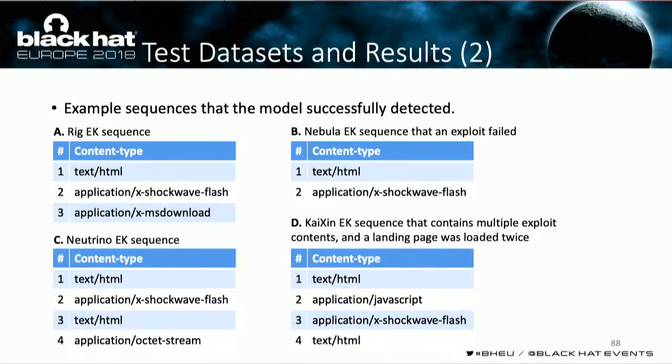C is a Neutrino EK sequence. This is one of the popular patterns of Neutrino. And D is a Kaishin EK sequence. It contains multiple exploit contents and a landing page is loaded twice. It also ends without payload.